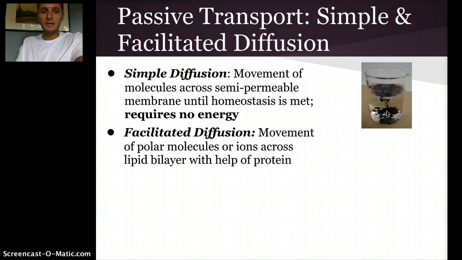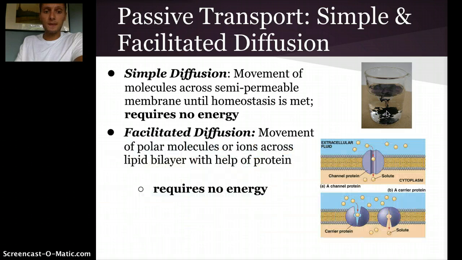Facilitated diffusion is similar, but it's the movement of polar molecules or ions. It's moving across a lipid bilayer with the help of a protein. So oftentimes, polar molecules or ions or sometimes larger molecules, they're not able to move across the membrane without some help. And in this case, a protein can actually help this movement, and so we call this facilitated diffusion. We're still moving from an area of high concentration to low concentration, so it doesn't require any energy.